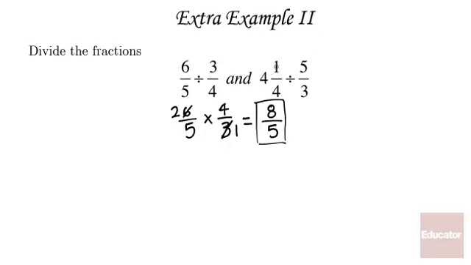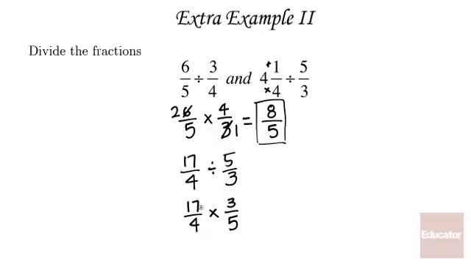Okay, the next example, 4 and 1/4 divided by 5 over 3. I have a mixed number, so I need to convert that. 4 times 4 is 16, plus 1 is 17. So 17 over 4 divided by 5 over 3. I didn't change it yet because I didn't flip this fraction. So then 17 over 4 times 3 over 5. Make sure it's the second fraction that you flip, okay?